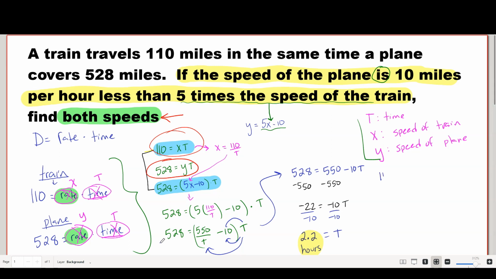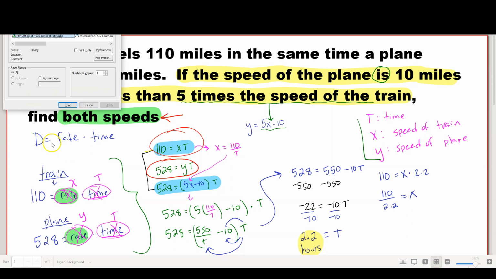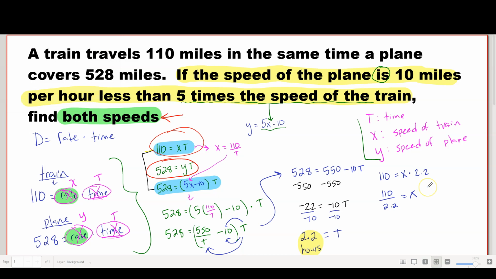We're going to have 110 equals x times 2.2. Now we can solve for x, so that's 110 over 2.2 is going to be the speed of the train. And that's going to equal 50. So that's going to be 50 miles an hour. 50 miles per hour, that's going to be for the train.